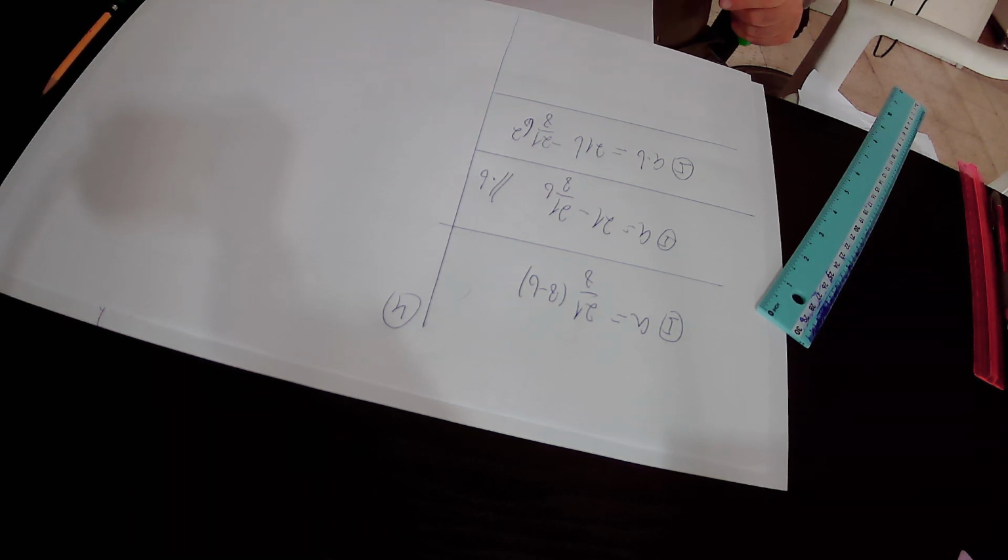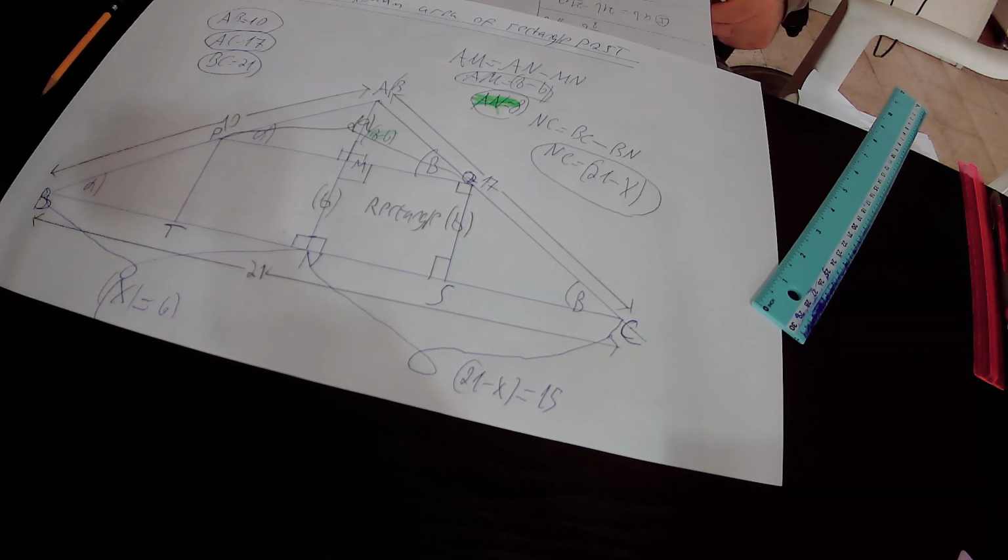So we have the area of the rectangle in terms of b. b is the independent variable, and the area is the dependent variable. I repeat again that our mission in this question is to find the maximum area of this rectangle PQST.